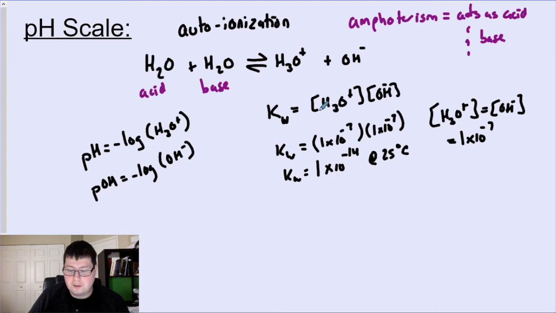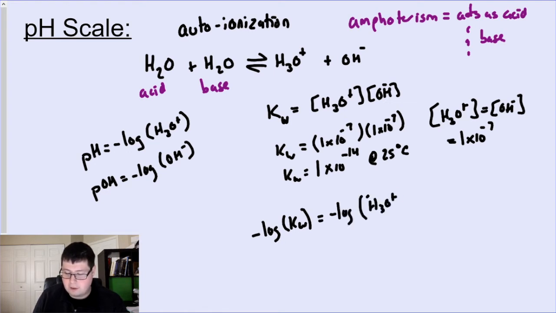The other way we could use this is we could apply this same idea of this minus log to this expression here. We could say, hey, what happens when we take the negative log of our Kw and negative log of this side over here? We have H3O plus times OH minus. Well, negative log of Kw, I know what that is at 25 degrees Celsius. The negative log of Kw, if you work it out in your calculator, is just simply equal to 14.